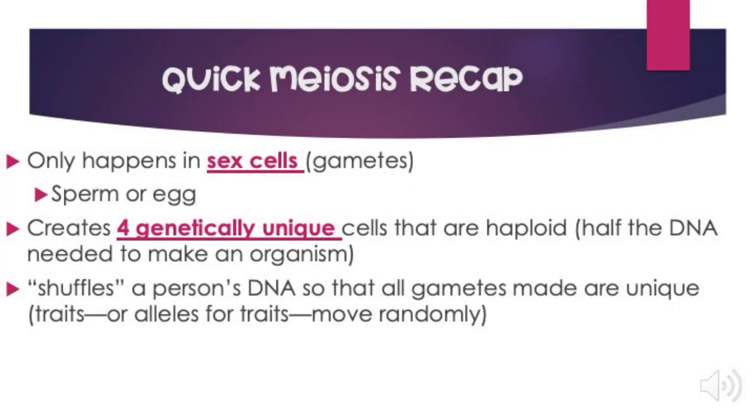So just a quick meiosis recap. Remember, this only happens in sex cells. Again, we're going to get 4 genetically unique cells that are haploid. That means they have half of the genetic information or DNA needed to create an organism, and it's going to be random. So we know that those traits are going to move independent of one another.